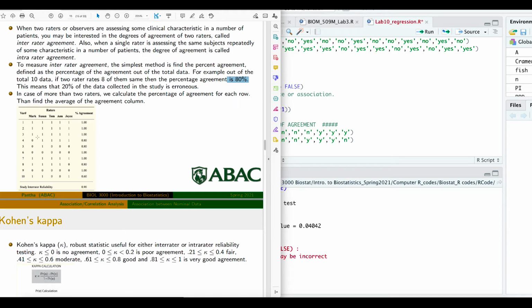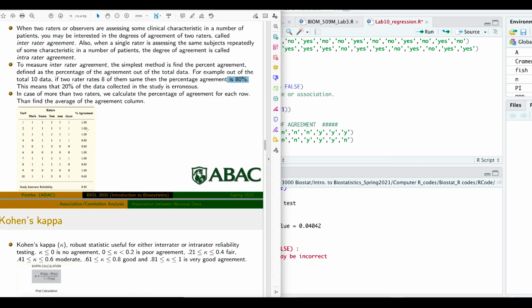For each row you find the average. 1, 2, 3, 4, 5, so 1 plus 1 plus up to 5, divided by 5, is 1. Here, if there is a 0, with 5 raters, 5 observers, the sum is 4, and 4 divided by 5. You just find the average of each row. This is what you get.